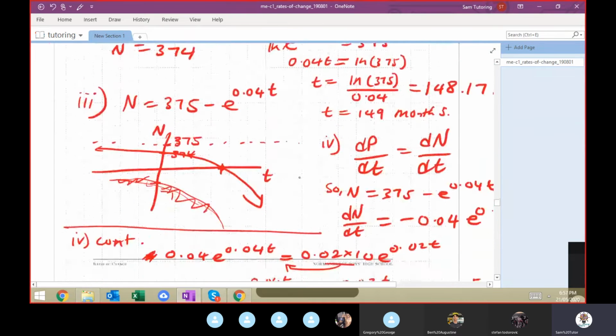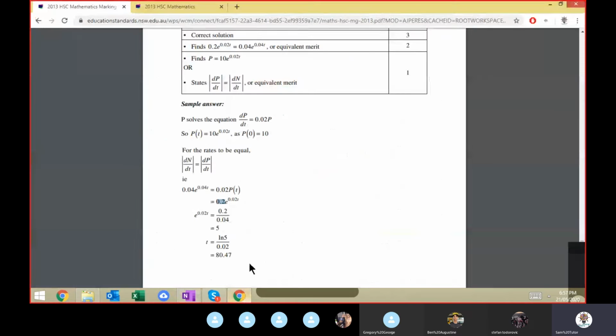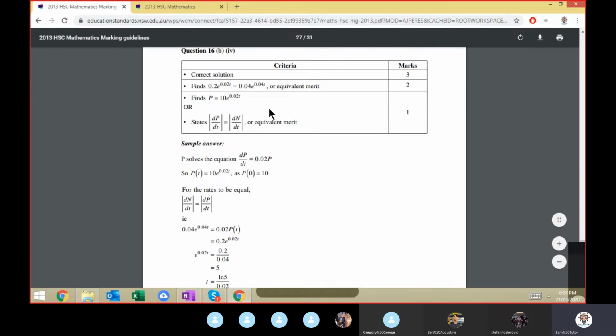When is the rate of, after 81 years? Or they leave it, so they don't mind, you leave it as 80.47. Or if you can round up, that's at HSC. And there you go, look, you get to at least see what your 1 marks are for, 2 marks are for, 3 marks.